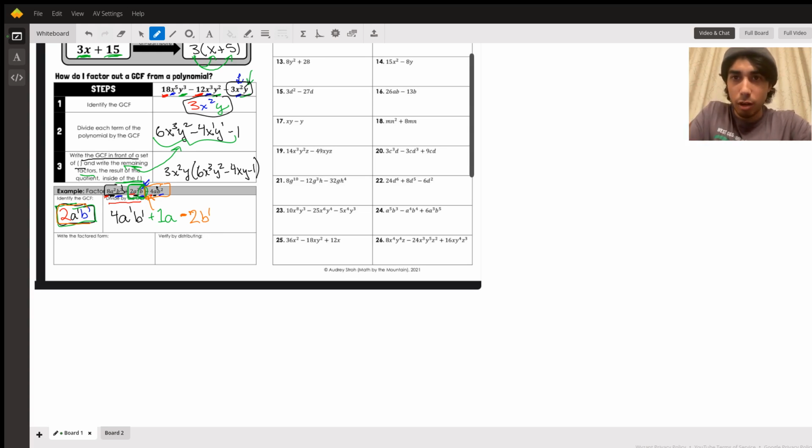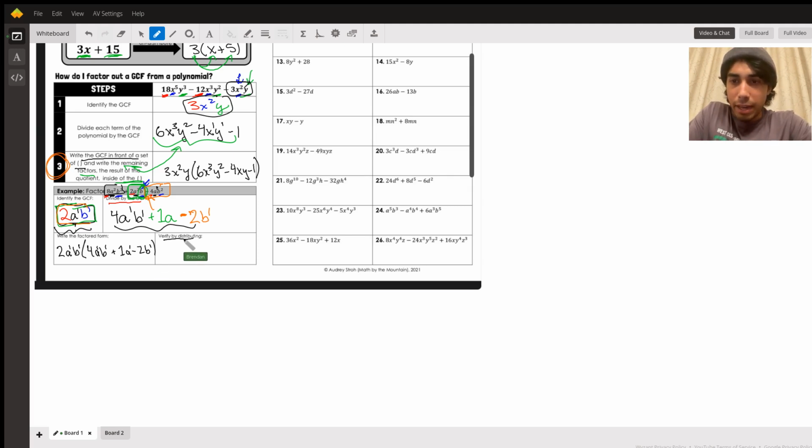All right, so the factored form. So remember, factored form, that's this step right here. Write the greatest common factor, that's this guy, in front of a set of parentheses. So we've got 2ab, and then the remaining factors, so that's going to be this guy, inside of the parentheses. All right, so inside of the parentheses, we've got this guy. I'm going to leave our invisible ones on there. Plus 1a minus 2b to the 1.